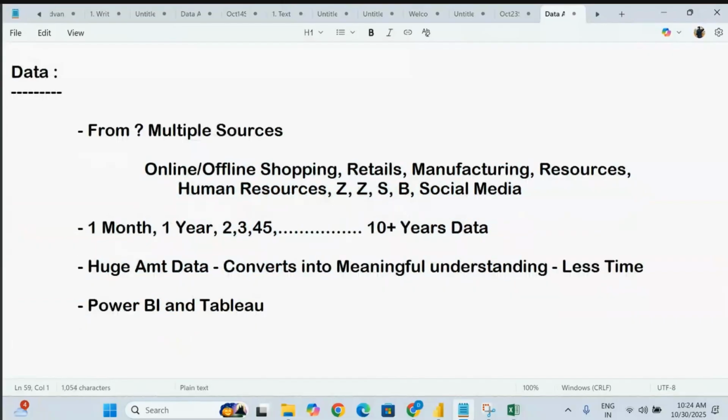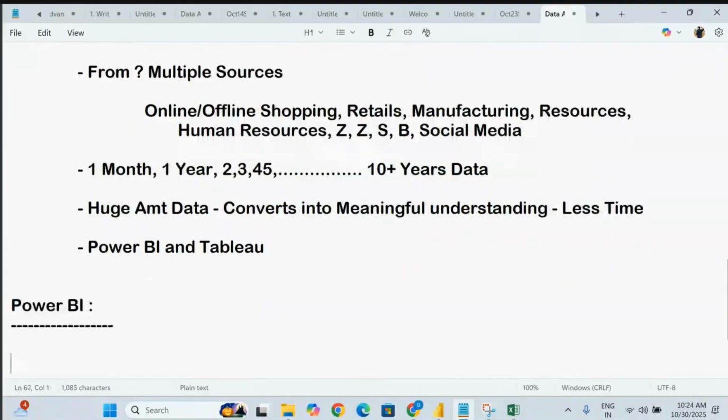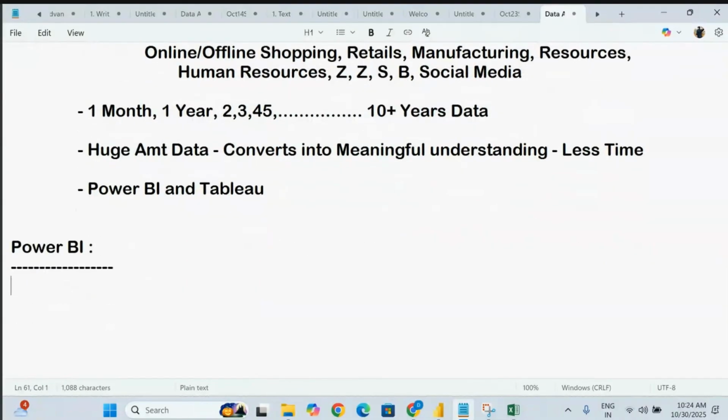First, let me make you understand Power BI. So what is Power BI? This Power BI, here BI means business intelligence tool. Observe here.